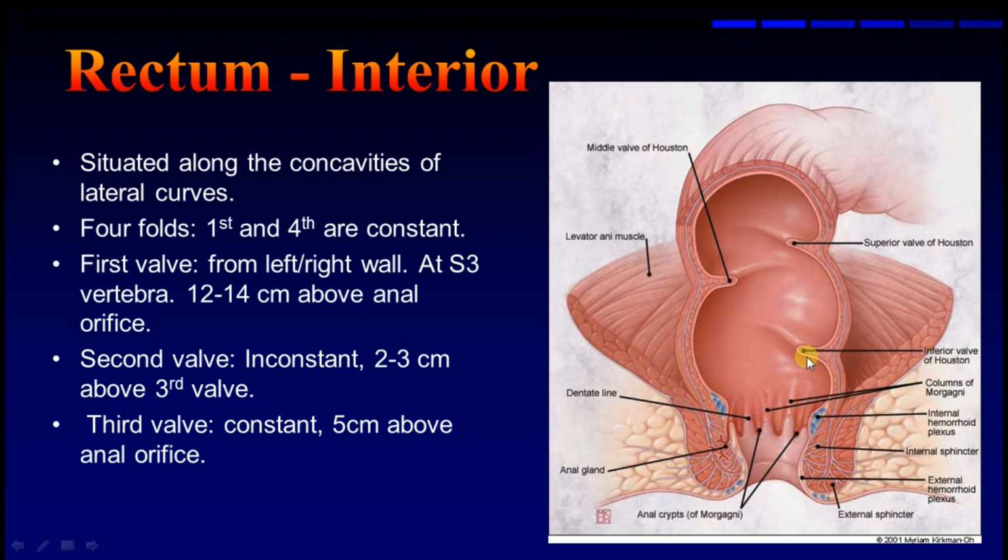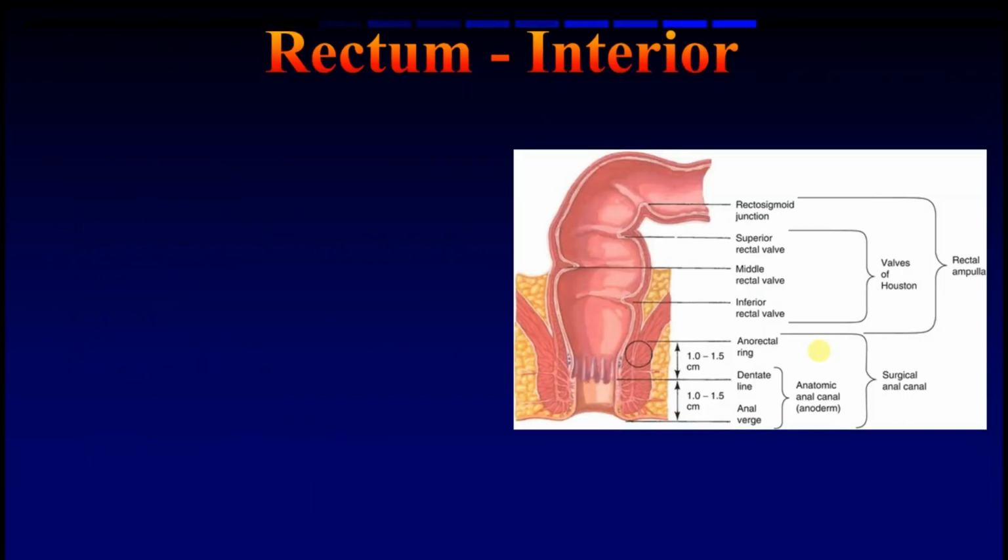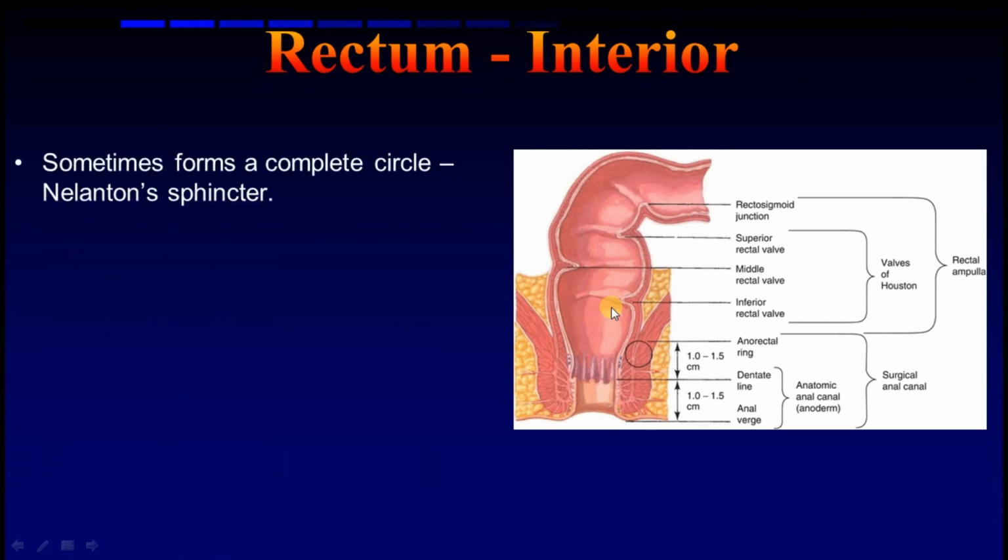At the level of the rectal ampulla, you can see this third valve, which is a constant valve, always present, and from the right anterior wall it projects into the interior of the rectum. So it is situated at the upper end of the rectal ampulla, as I told you, at the level of the fifth sacral vertebra. So superior valve, middle valve, and inferior valve, of which the third valve, at the upper part of the rectal ampulla, is the most constant.